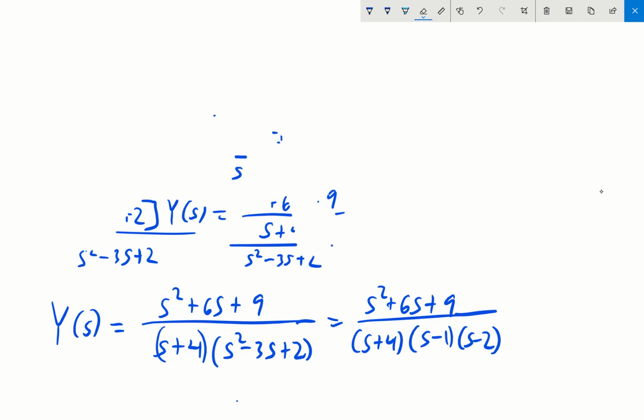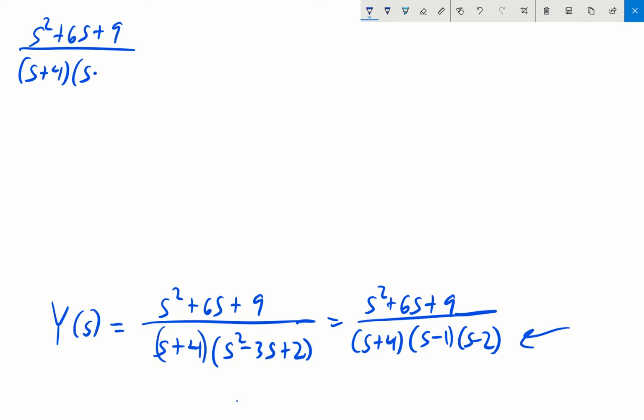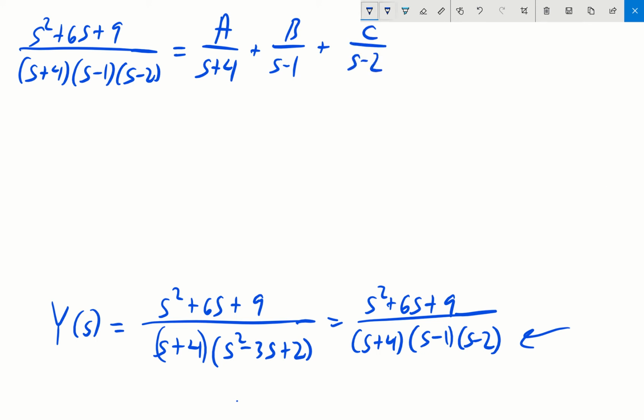So we're now going to use partial fractions to expand this. This is one of the ones that is, again, going to be pretty easy for us because we have distinct linear factors in the denominator. So (s squared plus 6s plus 9), all divided by (s plus 4)(s minus 1)(s minus 2), can be broken apart as A over (s plus 4) plus B over (s minus 1) plus C over (s minus 2).